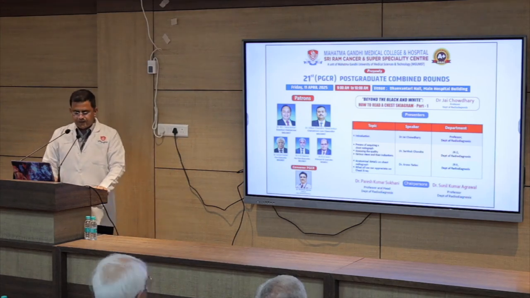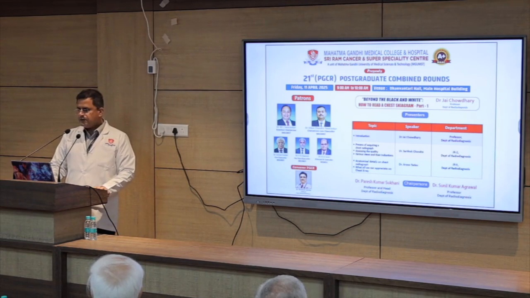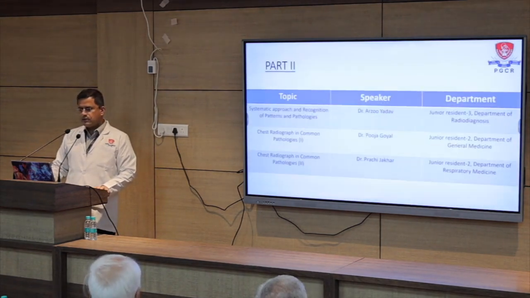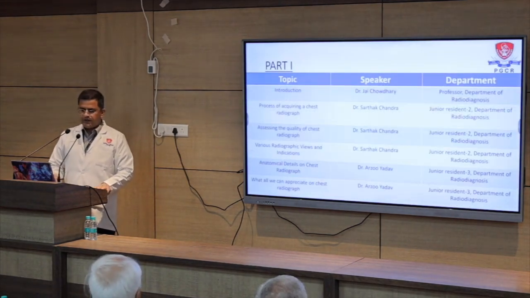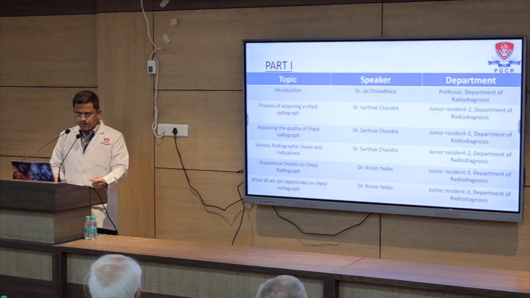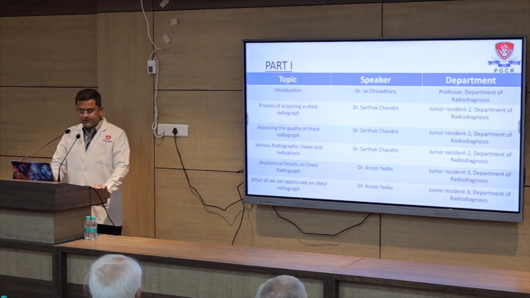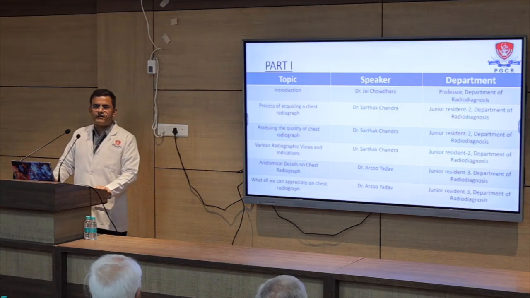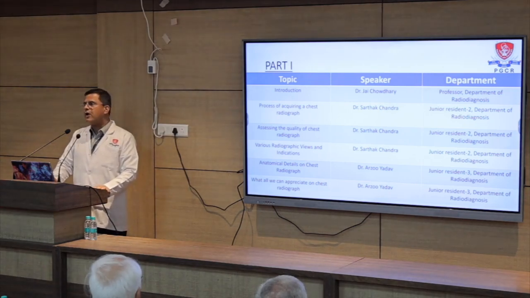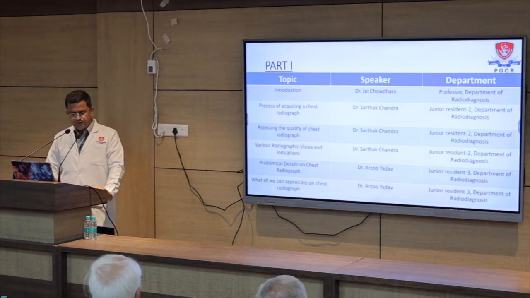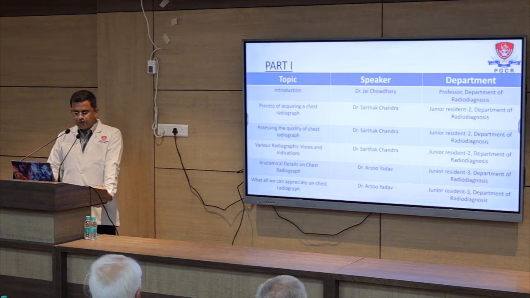We have divided our presentation on chest radiography in two parts. Today in part 1, we will understand the process of acquiring a chest radiograph. We will see how to assess the quality of a chest radiograph, which is very important. We will discuss the various views done and their common indications. We will study the normal anatomy on a chest radiograph. And lastly, we will discuss what all we can see and we should see in a chest radiograph.